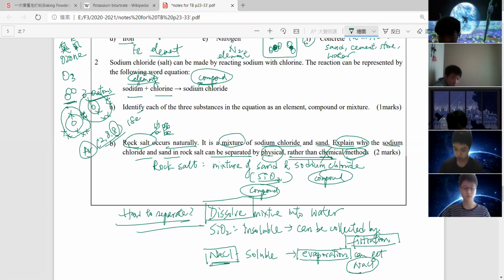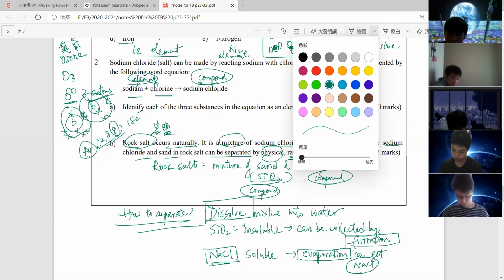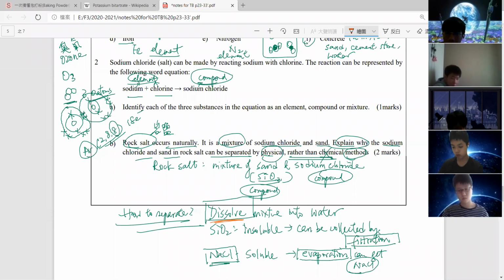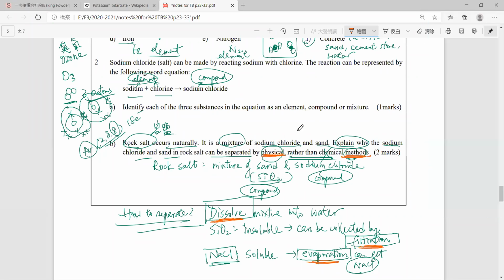The first one, dissolution, filtration, evaporation. Those three are physical methods. No need to have any chemical change. Do you understand? Do you find it challenging? A bit? Any questions?